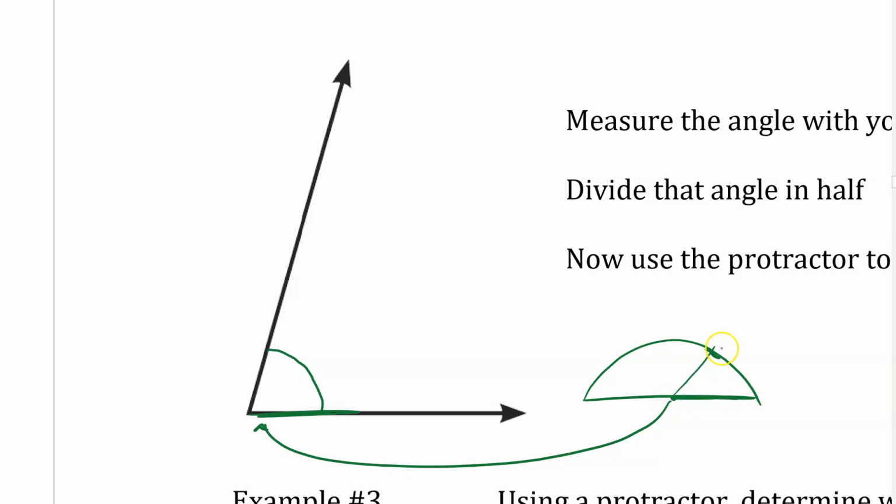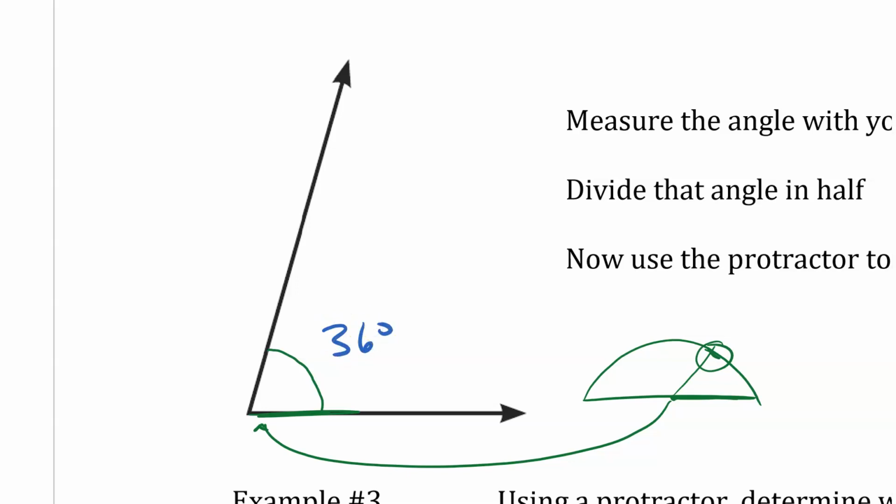Protractors are going to have two sets of numbers right here, and since this is an acute angle, it's going to be the smaller one of the numbers. So see if you can do that right now, and write down what angle you get. When I do this, I got 36 degrees.